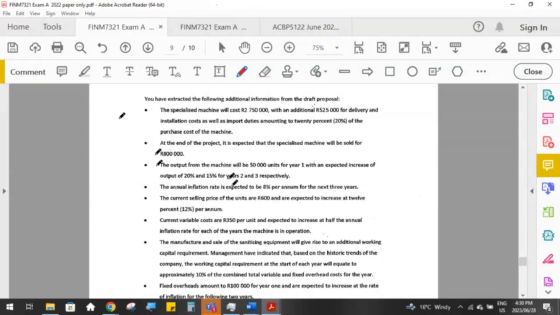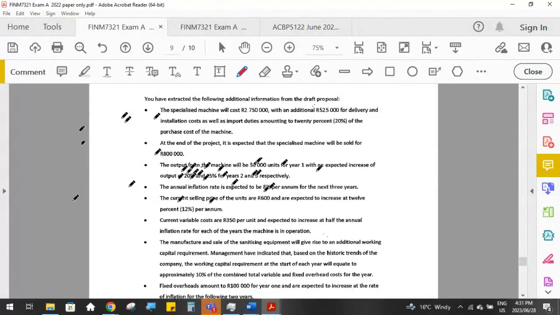The output will be for year 1, expected increase, etc., year 2 and year 3. Make sure you apply these percentages correctly. So 50,000 will go under year 1 column. Then year 2's column will be 50,000 with a 20% increase. Year 3's column will be year 2's amount with a 15% increase on that. Annual inflation, that's economic inflation, 8% per annum for the next 3 years.